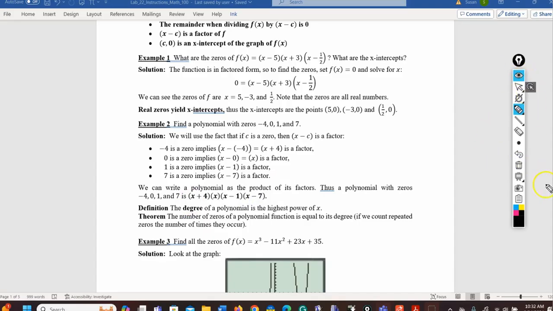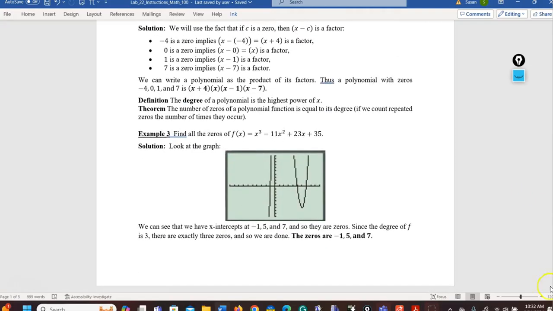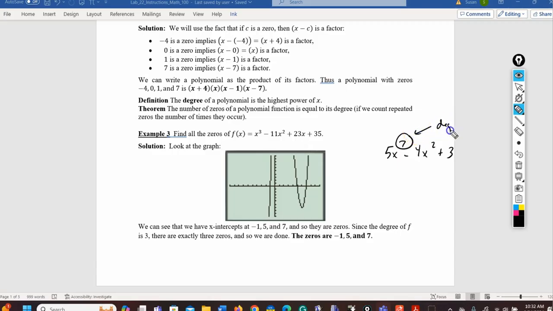Now we come to this next part where the degree, by definition, of a polynomial is the highest power of x. So if I have something like that, then this polynomial has degree 7. It's the highest power of x. Now we have a theorem. The number of zeros of a polynomial function is equal to its degree. Now there's a little caveat there. It says if you count repeated zeros, the number of times they occur.